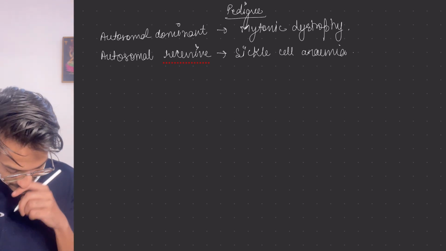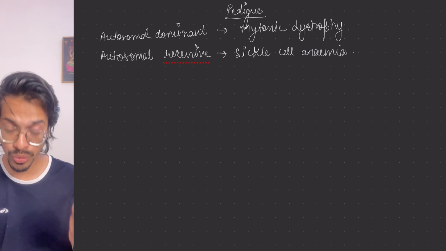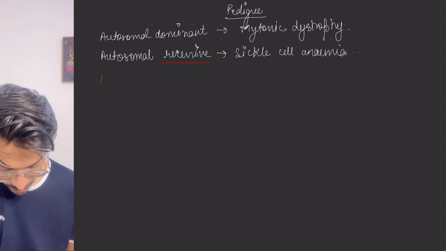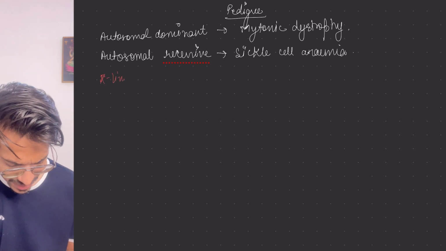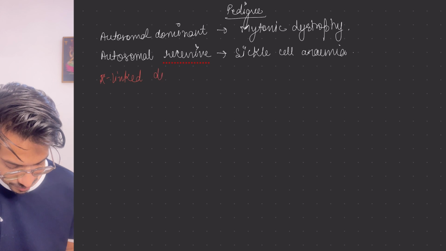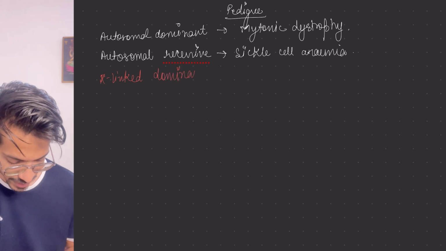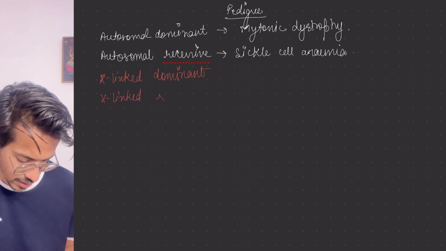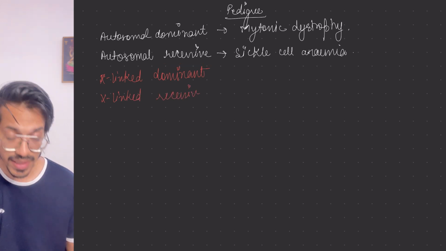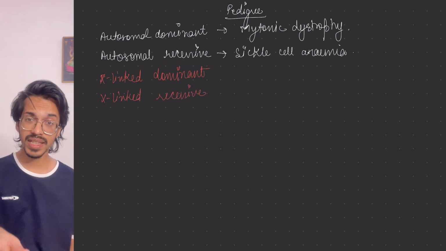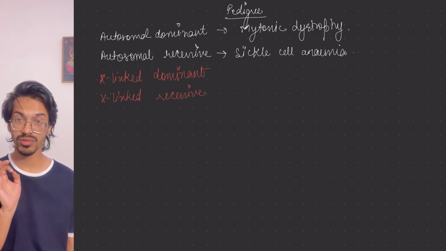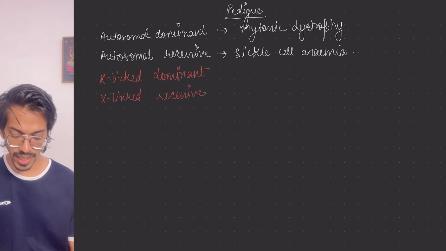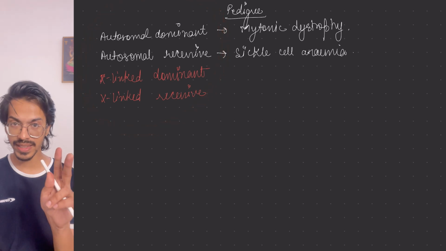What are the other things they could have asked you to find out? That is X-linked or sex-linked dominant, or X-linked or sex-linked recessive. Now they can give you any hypothetical pedigree and give you these four options, and you have to find out what type of it is. I am giving you an idea.